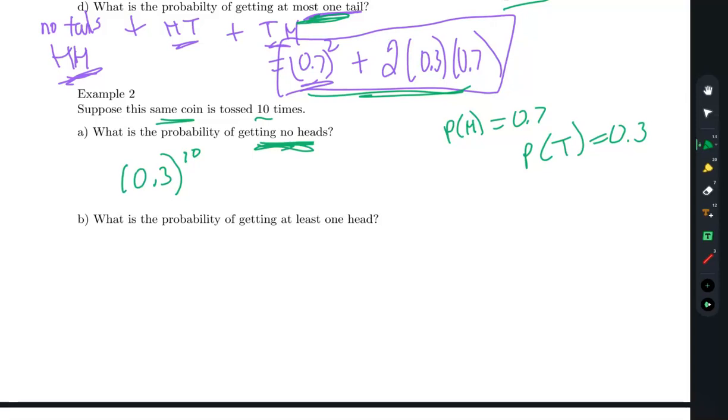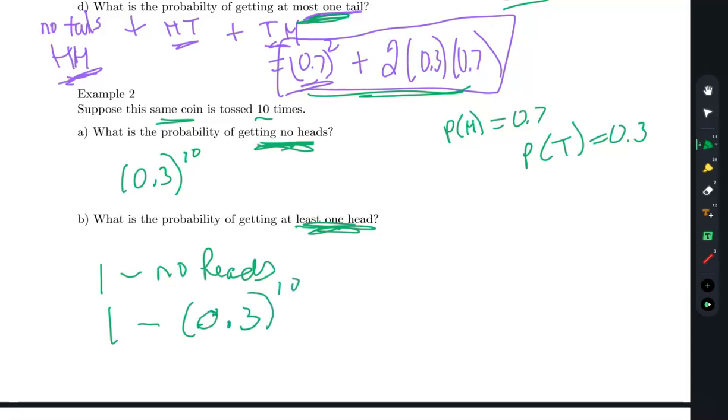Then let's think about it again. At least one head, that would be 1 subtract no heads. And so I can say that that's going to be 1 minus, and the no heads would be all tails. So that would be 0.3 to the 10th power.